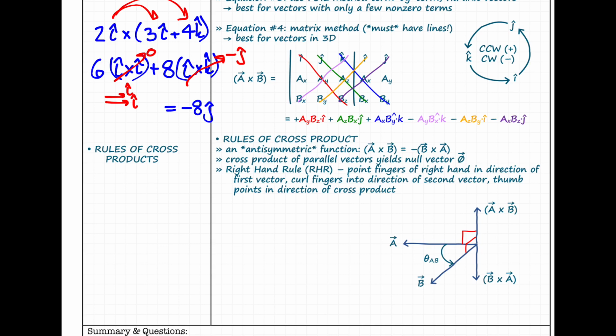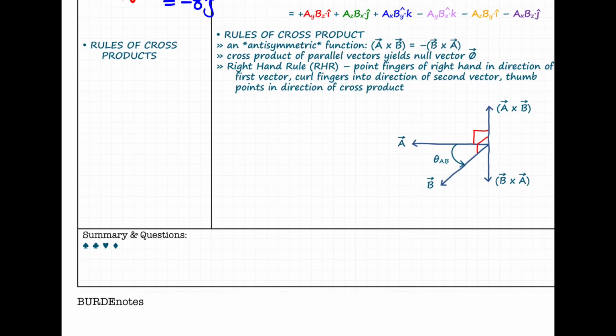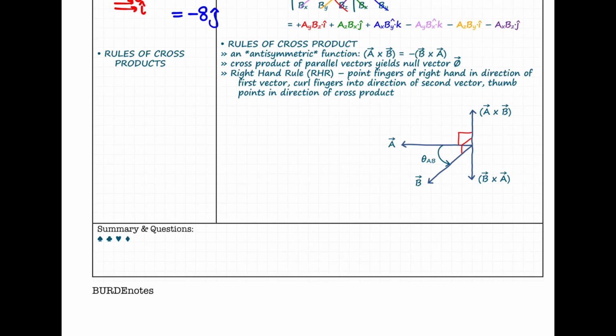And then to finish up the vector cross product, a few general rules that we have is that the vector cross product is an anti-symmetric function. Anti-symmetric means that it's symmetric, you can reverse the order, but the anti means that when you reverse the order, you get a negative. Because what's happening is A cross B is giving us a vector that is perpendicular to the plane that includes vectors A and B. It's perpendicular to both vector A and vector B. B cross A is also perpendicular to both A and B, but these are in opposite directions, and the negative sign reverses the direction of that vector.